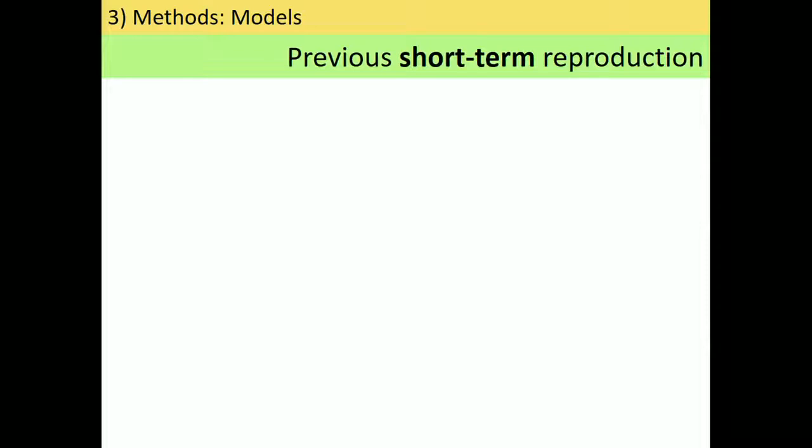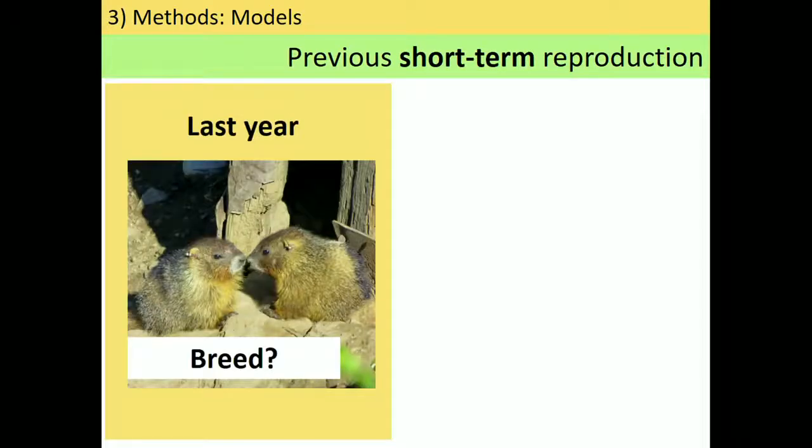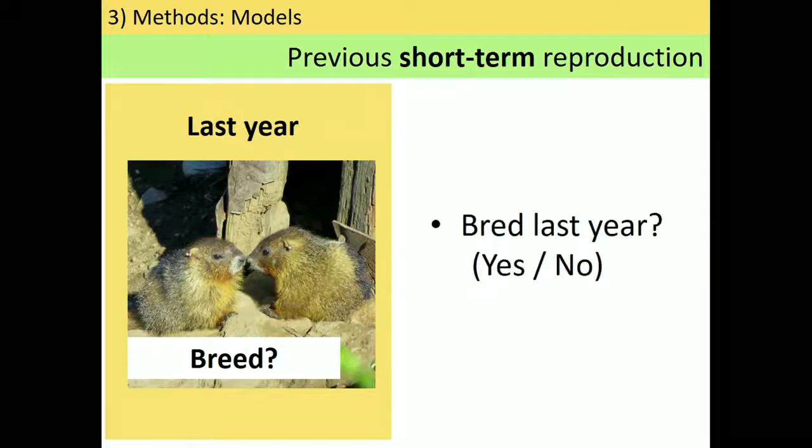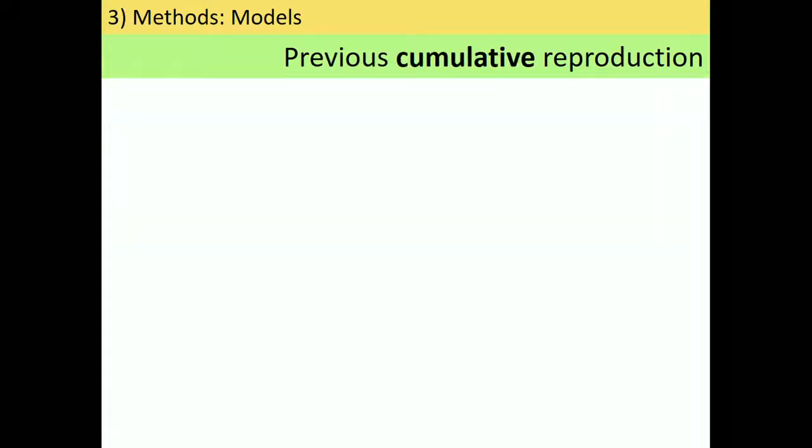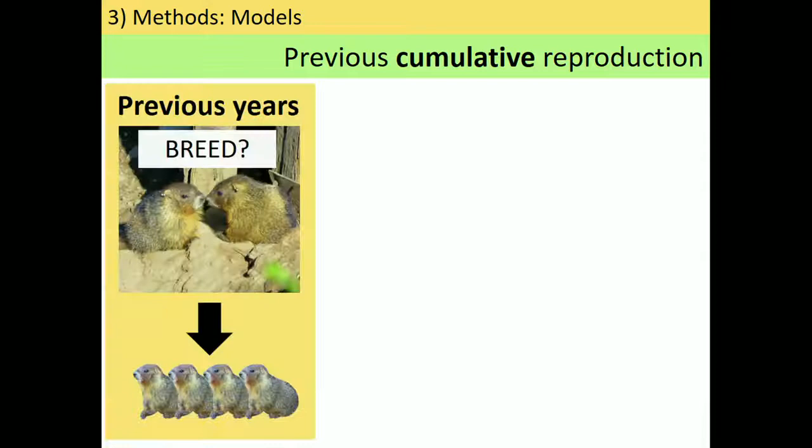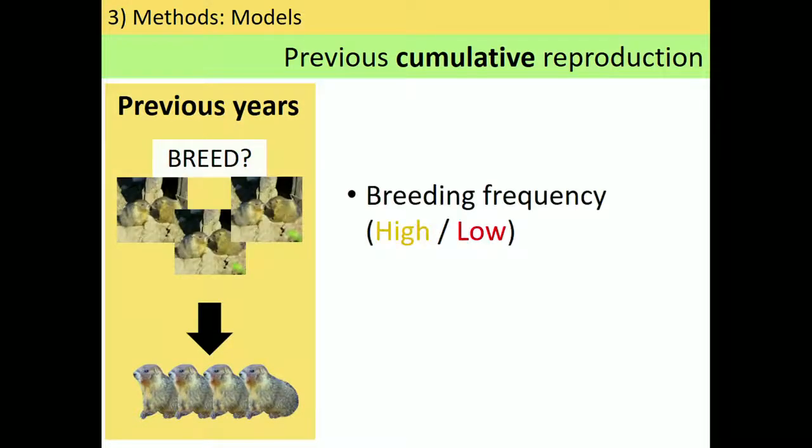Now, the way in which I measured previous short-term reproduction was I looked at whether or not a female bred in the previous year. And I looked at how this affected her current breeding probability or litter size, respectively. Then, in terms of previous cumulative reproduction, I used 2 different measures. First of all, I looked at previous breeding frequency. And now this is a continuous variable, but for illustration purposes in this talk, I have also given it the categories of high and low, and you'll see in a moment what I mean. And the breeding frequency is essentially a measure of how often she's been breeding since she's been reproductively active. And then I have another measure called average litter size, which is in essence a measure of how many total pups she's had in the past.